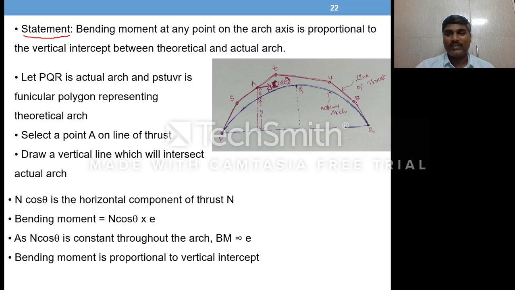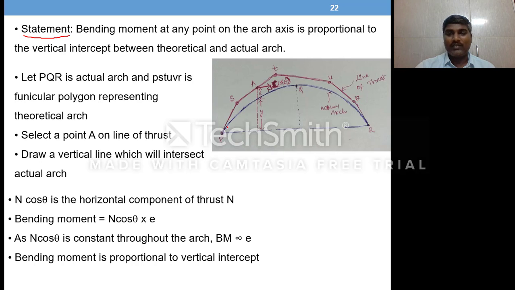As I said, the theoretical arch is nothing but the arch which has only compressive force in it. Only compressive force develops in it. We have seen in the earlier class how to construct this theoretical arch. That is what we call the elastic theory of arches that we studied in the earlier sessions. So this is the theoretical arch.